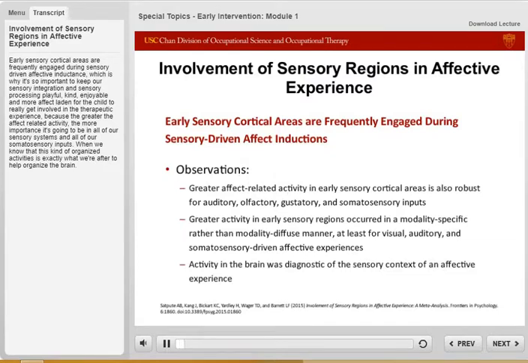Early sensory cortical areas are frequently engaged during sensory-driven affective inductions, which is why it's so important to keep our sensory integration, our sensory processing playful, kind, enjoyable, and more affect-laden for the child to really get involved in the therapeutic experience. Because the greater the affect-related activity, the more importance it's going to be in all of our sensory systems and all of our somatosensory inputs. And we know that this kind of organized activity is exactly what we're after, right? To help organize the brain.